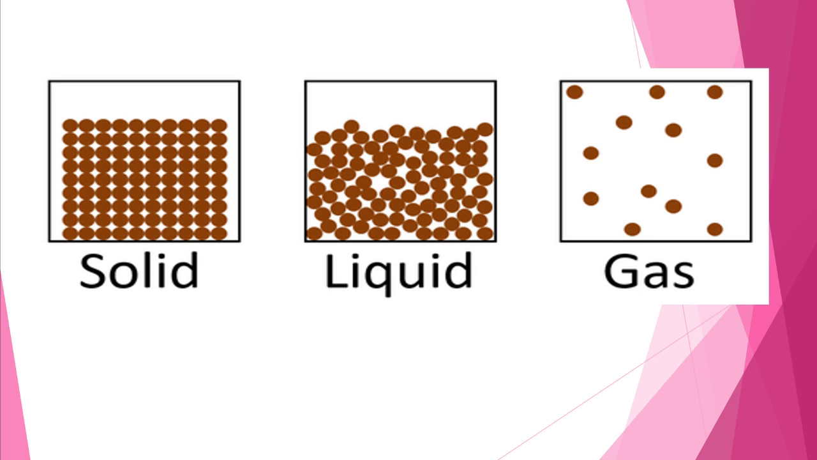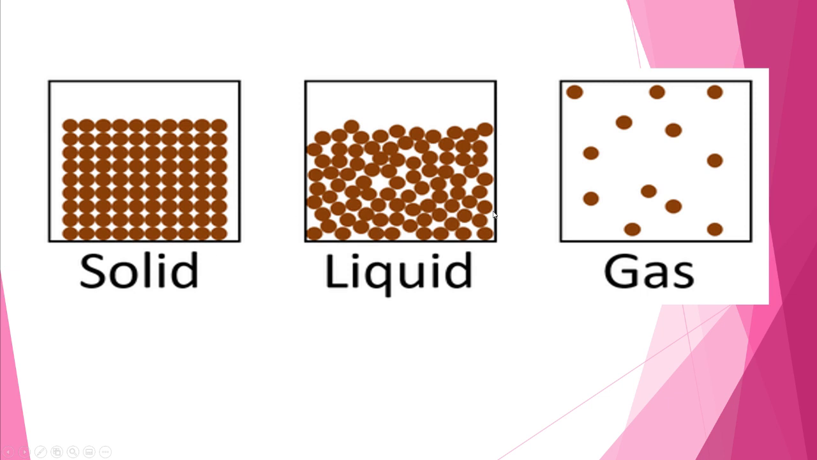Let's put our heads around the arrangement of particles. Here is a diagram showing a solid. All these red coloured dots, if we say they are particles, are right next to each other in solids. They're close to each other, in a fixed pattern.